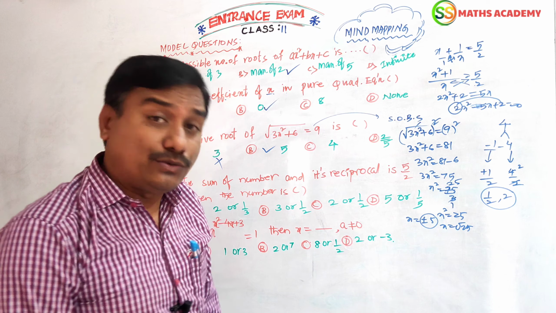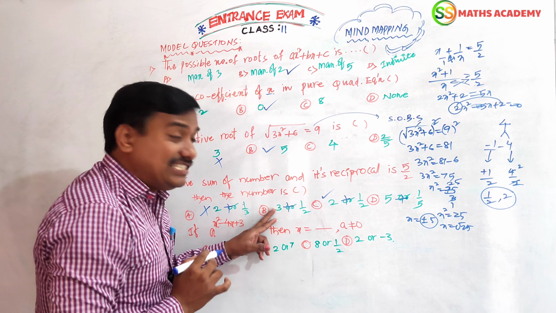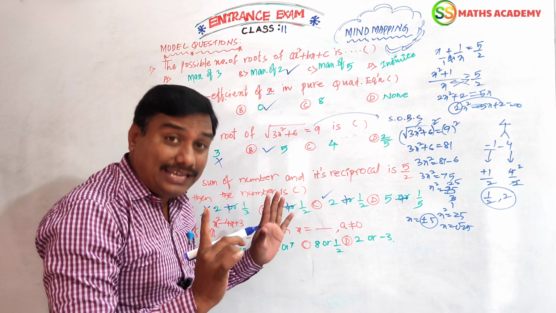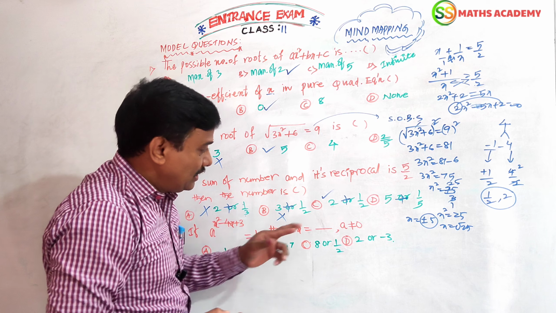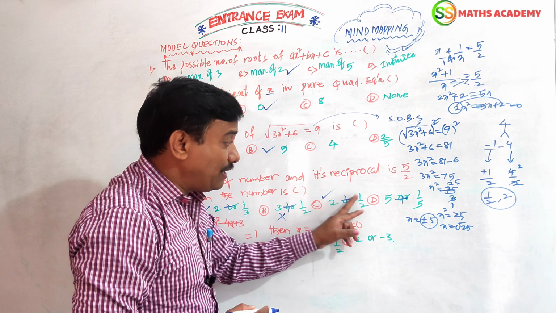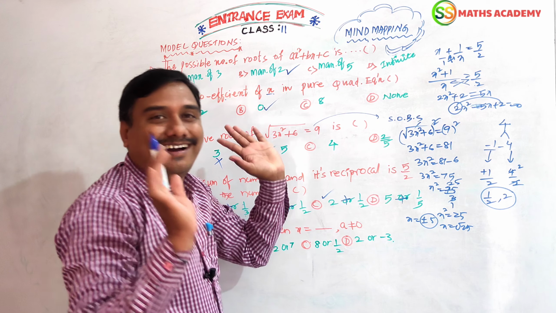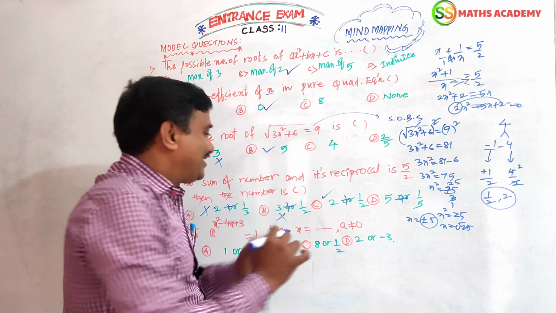This is the traditional method I explained. But if you want to know the shortcut: 3 times 2 is 6, 6 plus 1 is 7 by 3. Here 7 by 3 is not there, so it is not an option. 2 times 3 is 6, 6 plus 1 is 7 by 2, also not an option. 2 times 2 is 4, 4 plus 1 is 5 by 2. Yes, this is our option. How many seconds? 5 seconds.